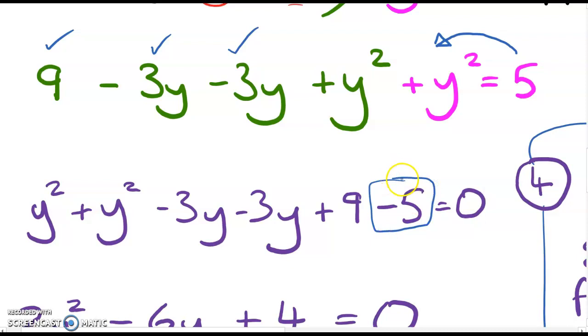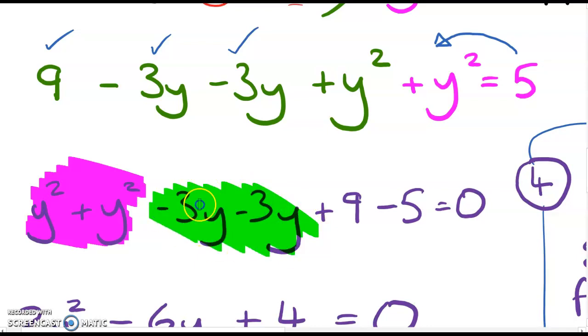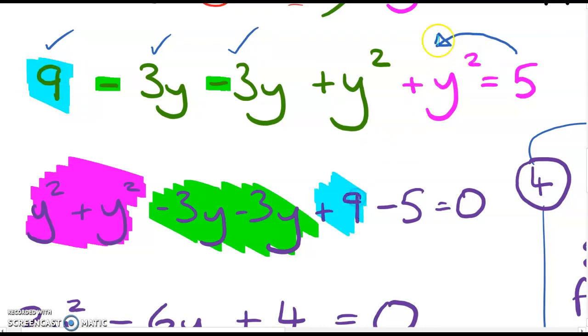Now we begin to tidy everything up. So we're going to put the y squareds, we're going to add them together. We're going to put the y's together. And notice how no signs changed here. They're still minus because I didn't move them over the equal sign. I'm just putting them side by side. And then I'm going to put the numbers with each other, in a different color, I'll use blue. So that 9 goes with, and when I move that 5 over, it changed to a -5.